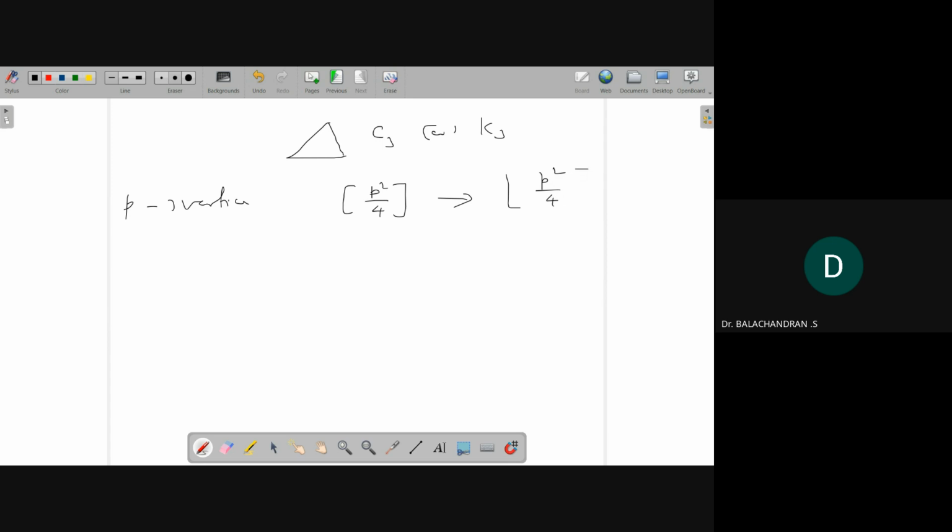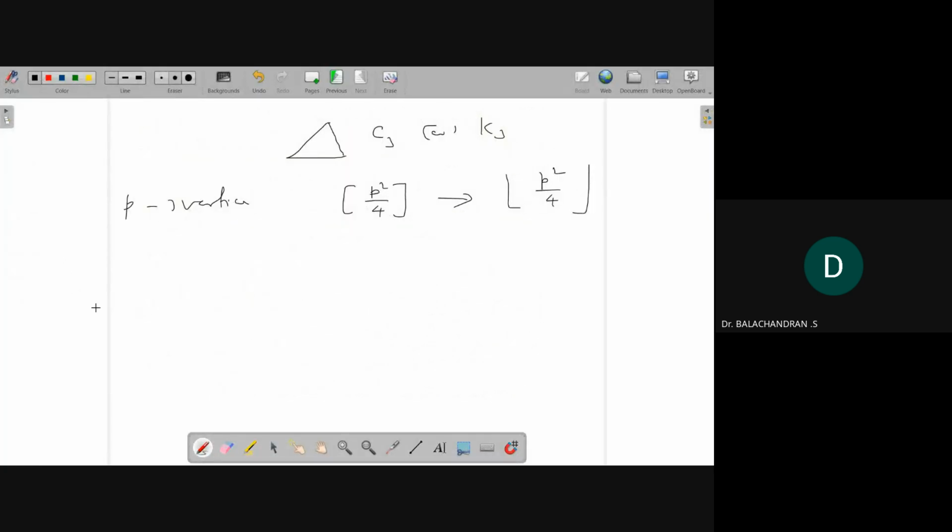So this is also what? The greatest integer not exceeding P square by 4. So these two have the same meaning. Now, the result can be easily verified for P less than or equal to 4. So I can write directly: the maximum number of edges is what?